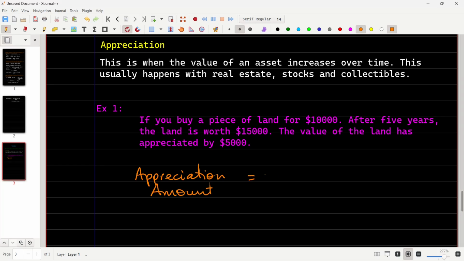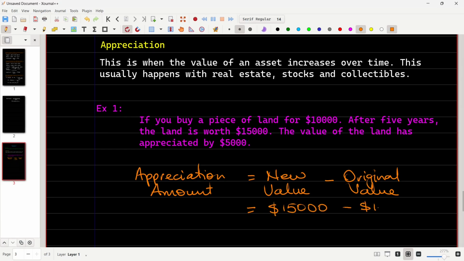The appreciation amount would be equal to the new value minus the original value. All right, so then that means that in this problem, we'll have 15,000 minus 10,000. And that is how we get our $5,000 worth of appreciation.